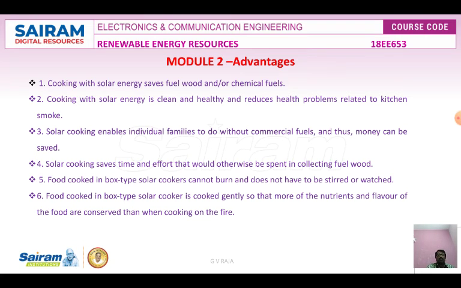And food cooked in box type solar cookers cannot burn, and does not need to be stirred or watched. We cannot monitor what is inside, and there is no need to stir it. The food cooked in box type solar cookers is cooked gently, and more nutrients are retained, because of the sun's heat, solar radiation, so we are getting very good energy.